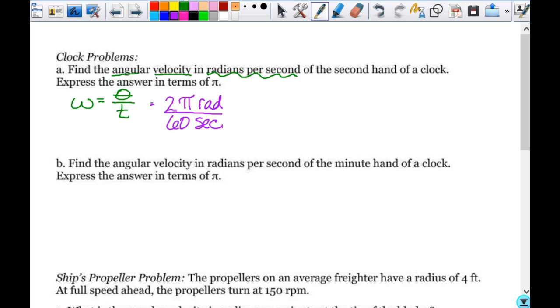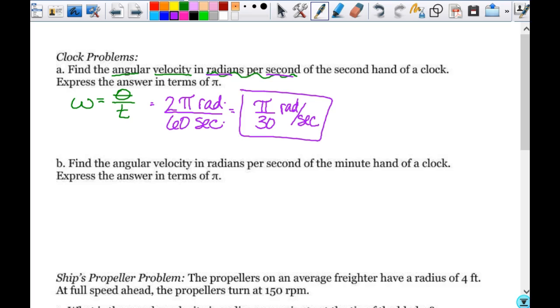So I look back up here. It says I'm supposed to have radians per second. I've got radians per second, so my units are good. And then I'm pretty much done. I just need to reduce it, and that's where I get pi over 30 radians per second. Okay, and that one ends up being pretty simple and straightforward, not a whole lot of converting there.